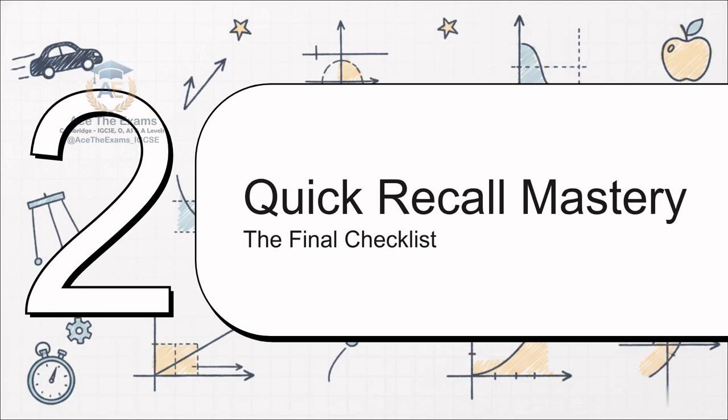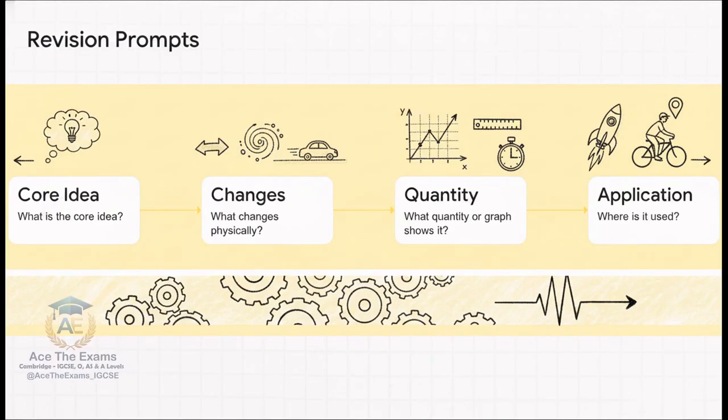Finally, Section 5, Quick Recall Mastery. Time for the final checklist. Let's lock in everything we've learned today so it's instantly accessible when you're sitting in that exam hall under pressure. Here are your 4 go-to revision prompts. Whenever you're studying a new motion graph, ask yourself, 1. What's the core idea? 2.